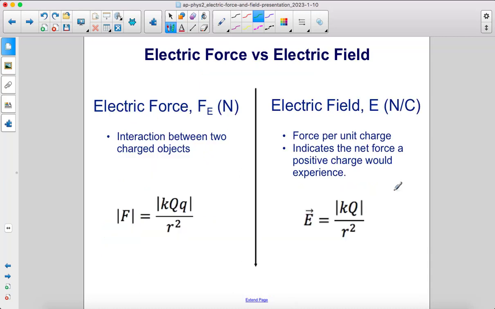Let's summarize the difference between electric force and electric field. Electric force is the interaction between 2 charged objects. You need to have two objects in order to have a force. Electric field is the force per unit charge. This equation indicates the net force a positive charge would experience. So for electric field, you only need one charged object. A field exists around one object. But for a force, you need two objects.